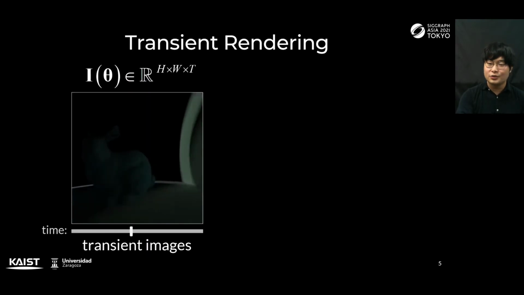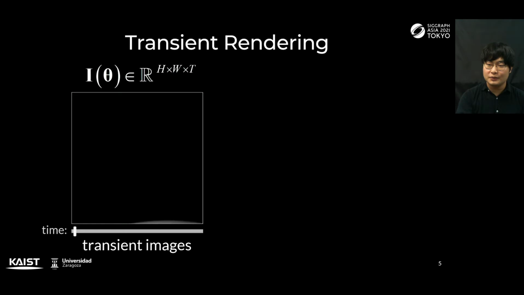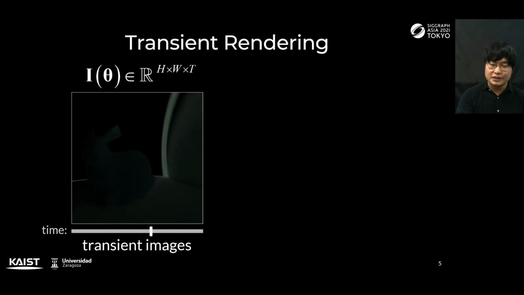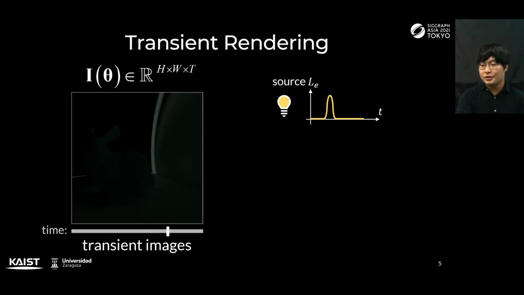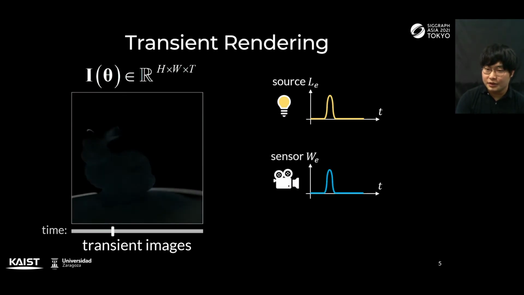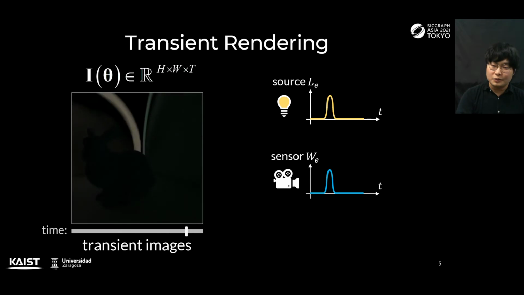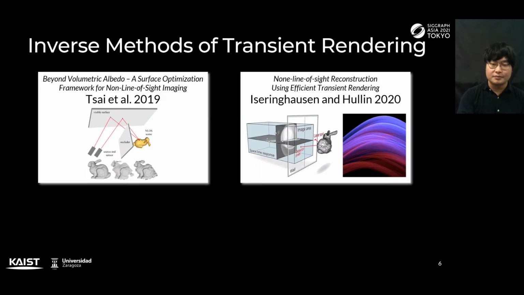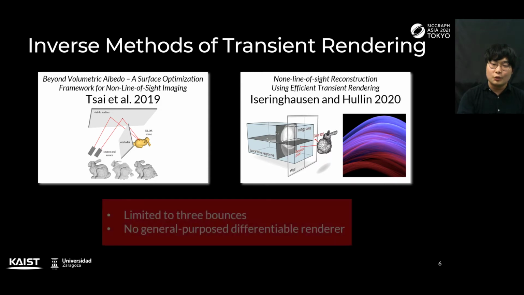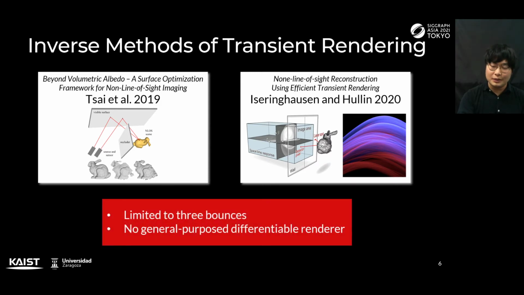To simulate light transport phenomena with the finite speed of light, we need transient rendering techniques. In transient rendering, the light source emission and the sensor sensitivity of a scene not only depend on positions but also on time. Moreover, the speed of light is finite. There are also several works which solve inverse transient light transport. However, these works have several limitations, such as the limited number of light bounces, up to 3.